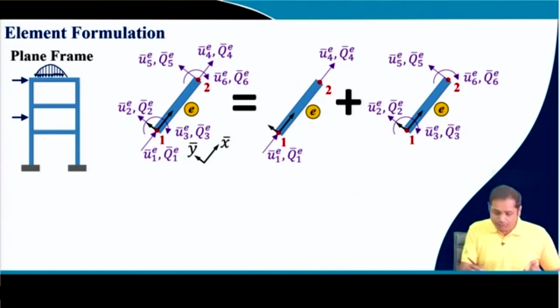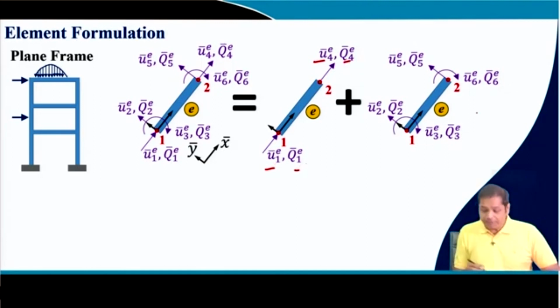The first part only takes care of the deformation in the axial direction. The degrees of freedom in the axial direction are U1 and U4, and the corresponding forces Q1 and Q4. And the second part is the transverse, with respect to the local coordinate system. So if this is your local coordinate system, this direction is the transverse direction. So this part has the transverse displacement and forces, and the rotation, the corresponding degrees of freedom and the forces.